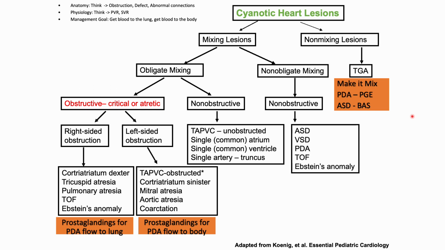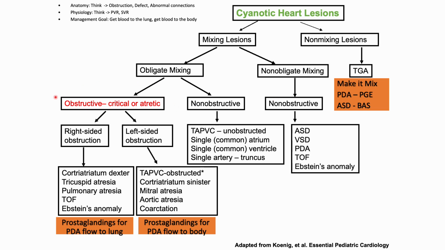Then amongst the mixing lesions, really if you look at these non-obstructive lesions in between, which are either the total anomalous pulmonary venous return, which is unobstructed, or the single atrium, the single ventricle, or the truncus, or the ASD, VSDs, PDAs, tetralogy that is non-obstructive with no pulmonary obstruction, or the Epstein's anomaly with good pulmonary outflow. These are non-obstructive and you basically manage them as a VSD.